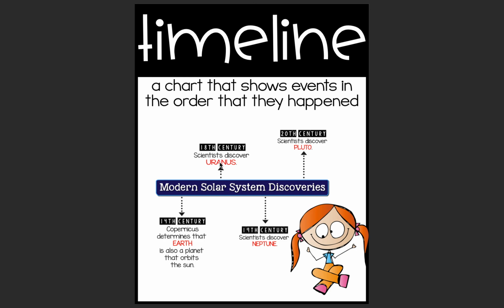In the 18th century, so this is what happened next after that, scientists discover Uranus. And then in the 19th century, scientists discover Neptune. And in the 20th century, scientists discover Pluto. So that's a timeline of modern solar system discoveries.